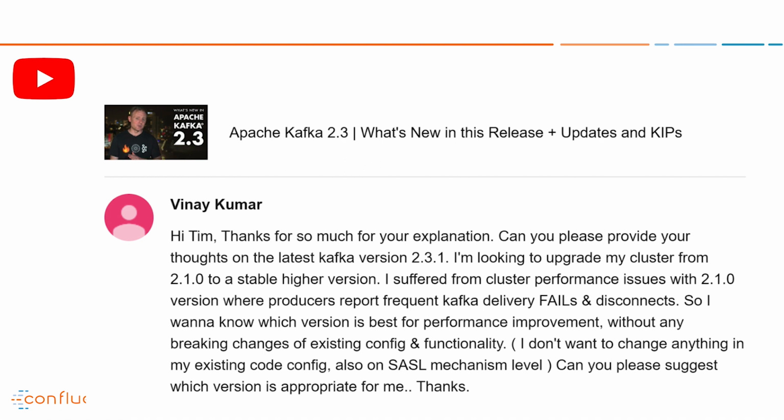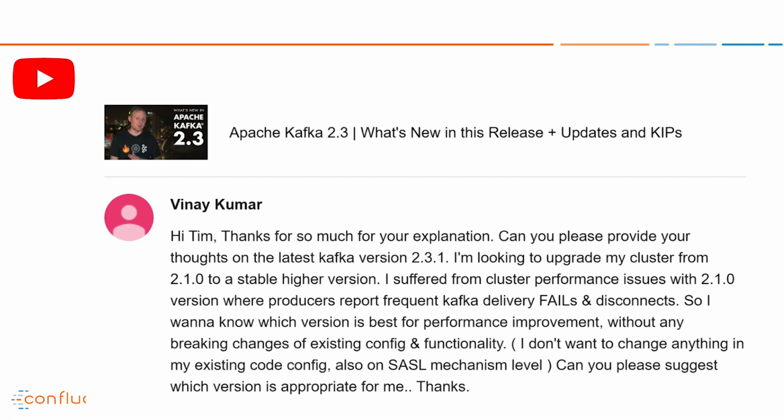Okay, now we have two non-ksqlDB questions that we really wanted to answer. The first one is, when we did the release for Apache Kafka 2.3, Tim Berglund did a video, and Vinay Kumar watched the video and had a question. He says, "Hi Tim, thank you so much for your explanation. Can you please provide your thought on the latest Kafka version 2.3.1?" So I'm not Tim, but my team worked on Kafka version 2.3.1. It is really good. We put in tons of bug fixes, tons of improvements. Some of them are performance improvements. So in general, it's a highly recommended release to upgrade to. It should be much more stable than whatever you currently have running in your Kafka system.